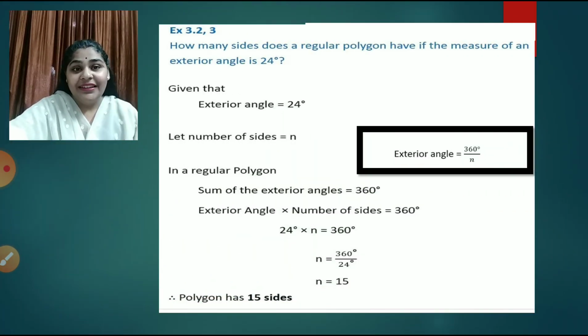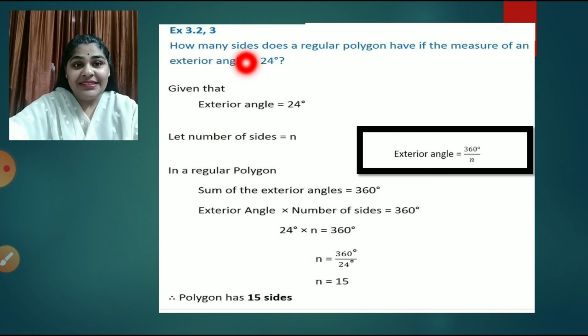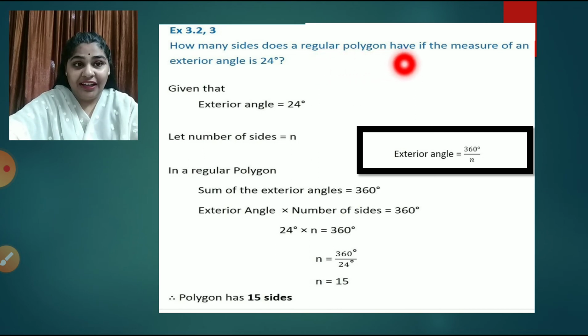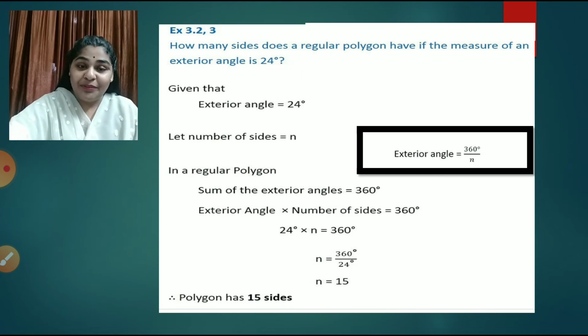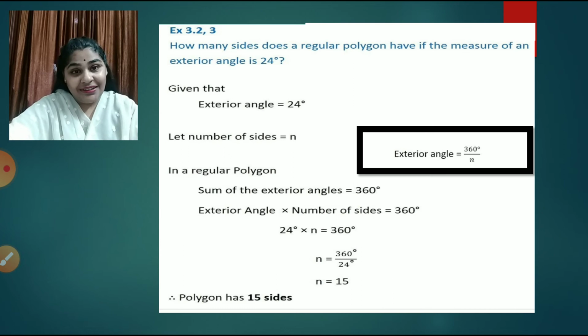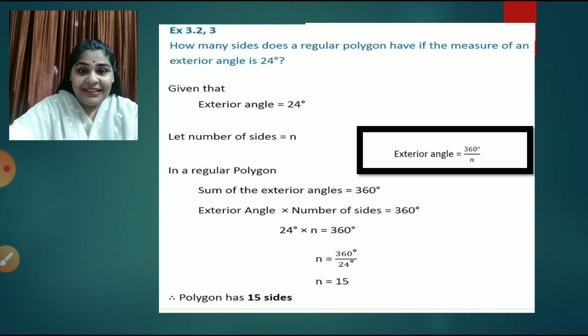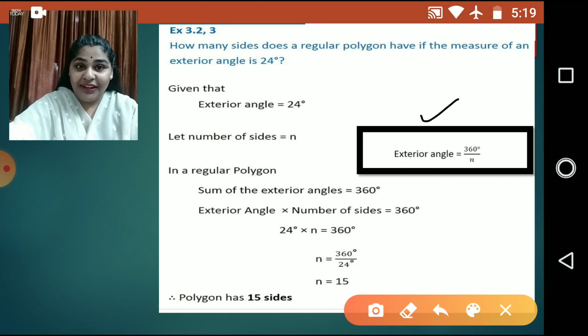Let us proceed. Now this is question number 3. This is again of a different pattern, children. How many sides does a regular polygon have if the measure of an exterior angle is 24 degrees? Now you have seen in the previous sum, sides were given to you and each exterior angle was asked in a regular polygon. Now here, one exterior angle is given to you and the number of sides is asked. But in this also you can use the same formula. You have to substitute whatever is given and then do the transpose method. You can find the unknown term.